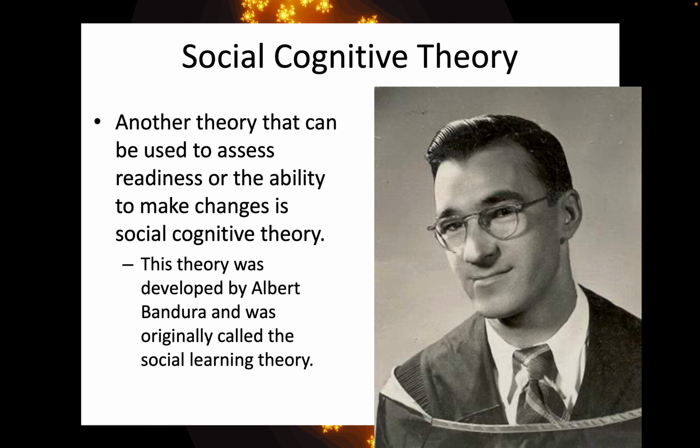Another theory that can be used to assess readiness or the ability to make changes is social cognitive theory. This theory was developed by Albert Bandura and was originally called the social learning theory. You may know it by the social learning theory. In counseling, we call it the social cognitive theory, but you'll see it also as the social learning theory.